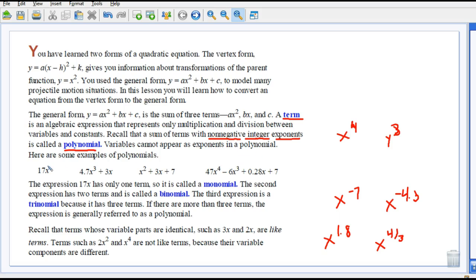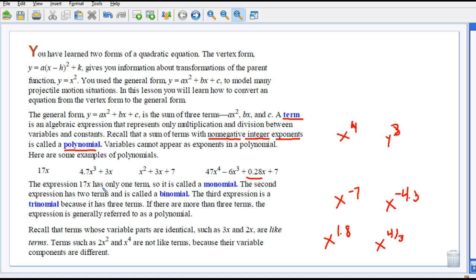Here are some examples of polynomials. 17x, 4.7x cubed plus 3x, x squared plus 3x plus 7, 47, x to the fourth minus 6x cubed plus 0.28x plus 7. These are all okay. Even though there are decimals right here, the coefficients, the numbers in front of our variable, can be decimals, but the exponents cannot.